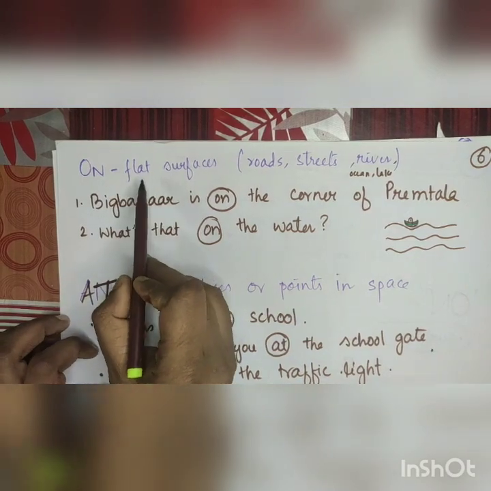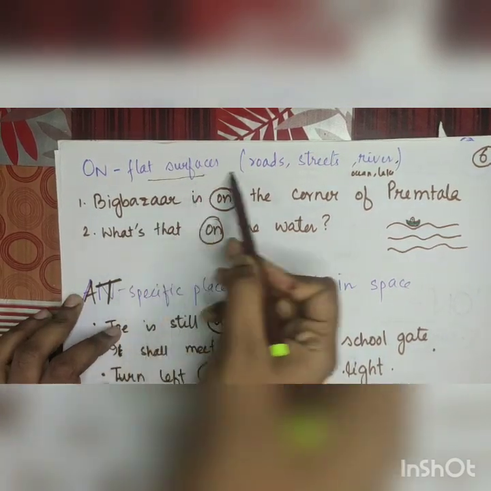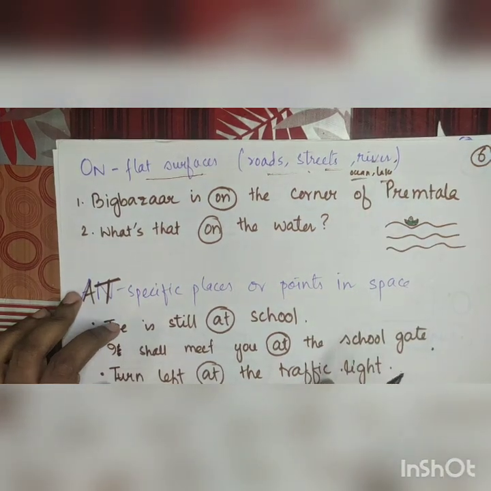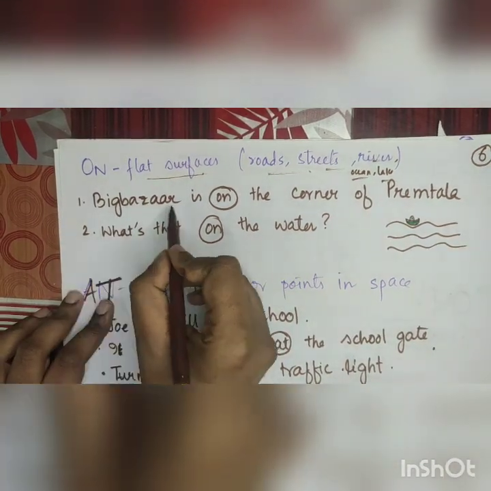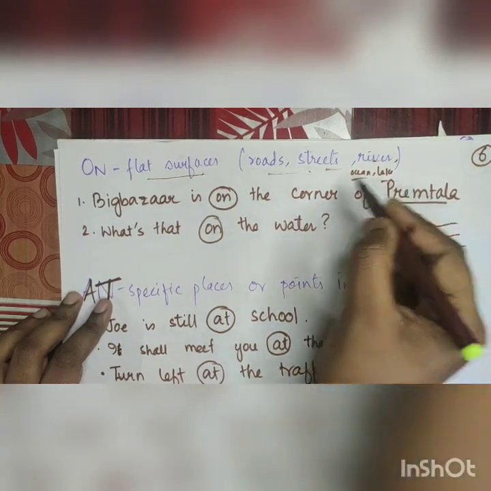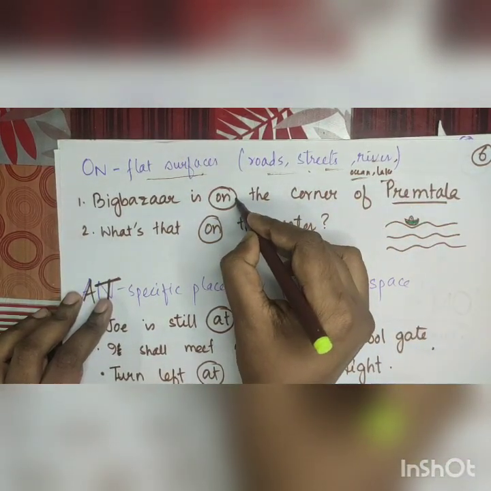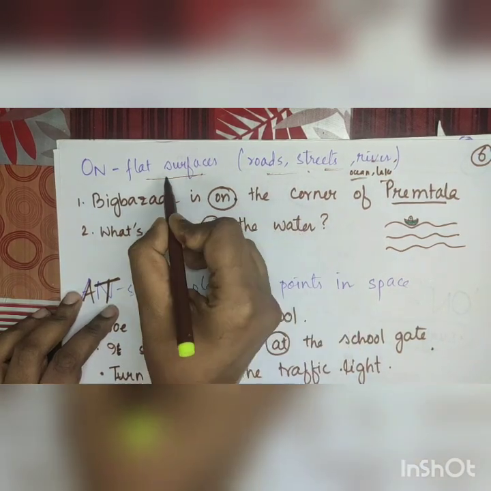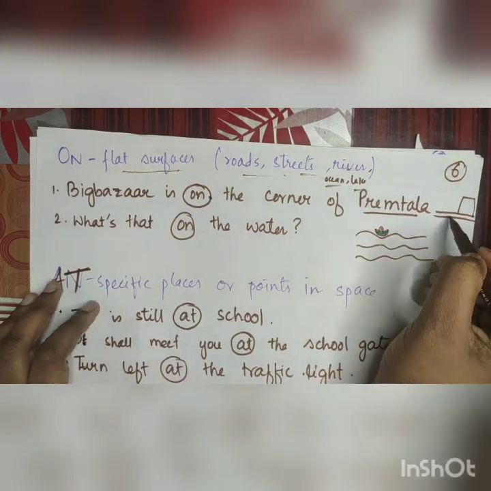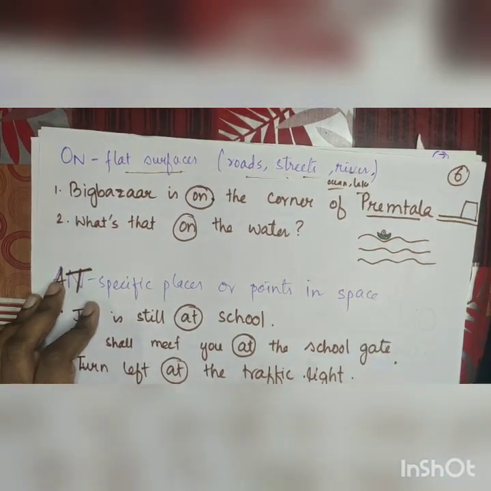On is also used regarding flat surfaces, roads, streets, rivers, oceans, lakes also. For example, Big Bazaar is on the corner of Premtala. Premtala is a road and Big Bazaar is on the corner of Premtala. It is a surface. Premtala is a flat surface. It has got a road and here we have a Big Bazaar, right? So it is on the corner of Premtala.